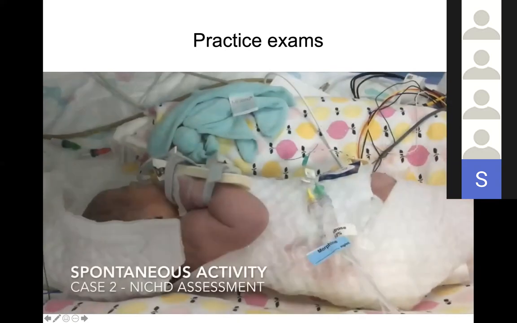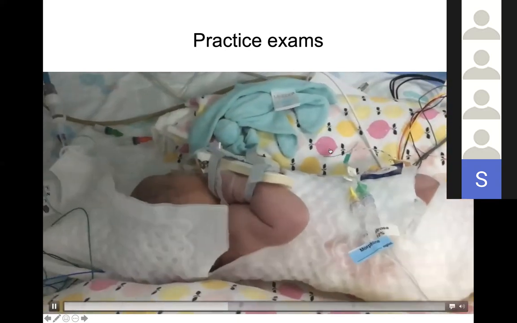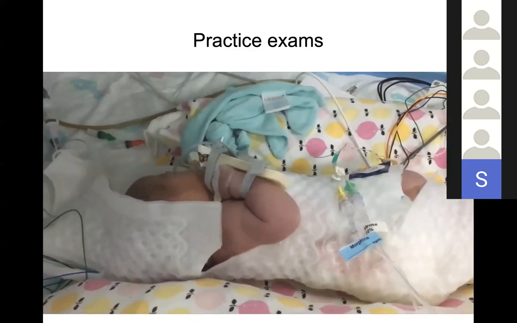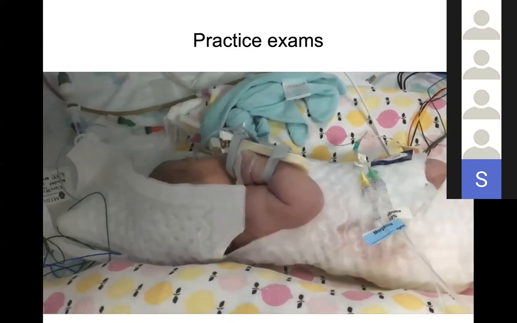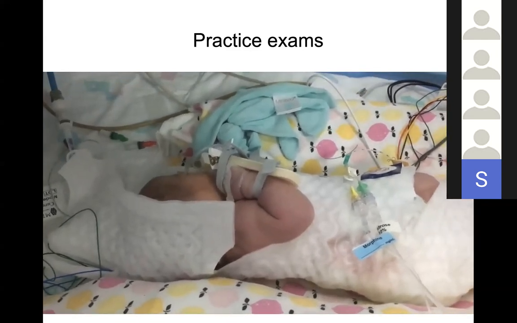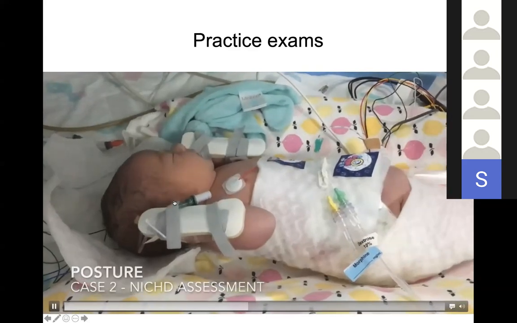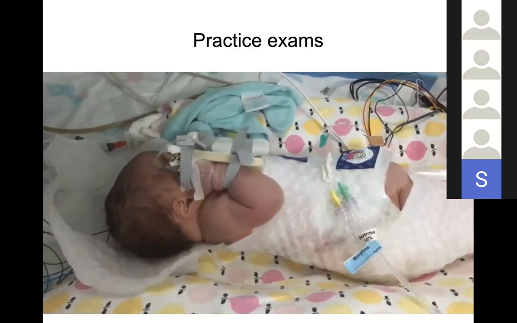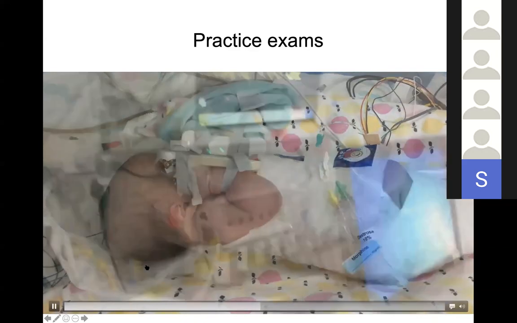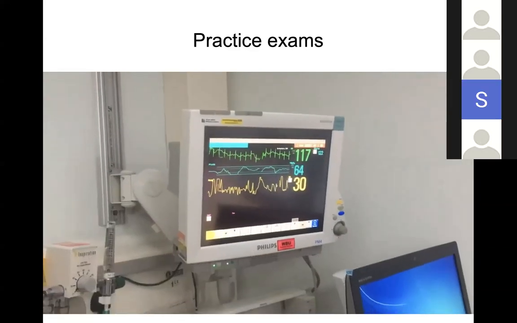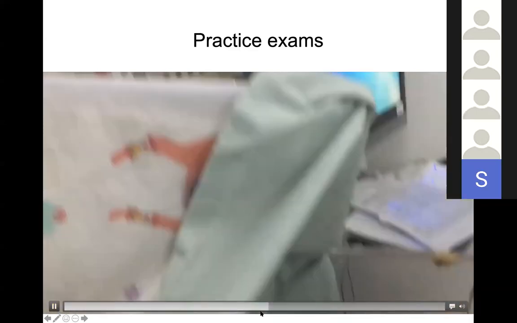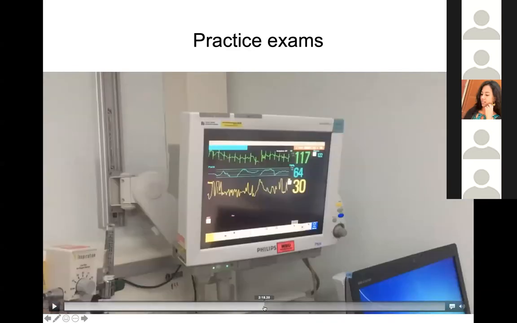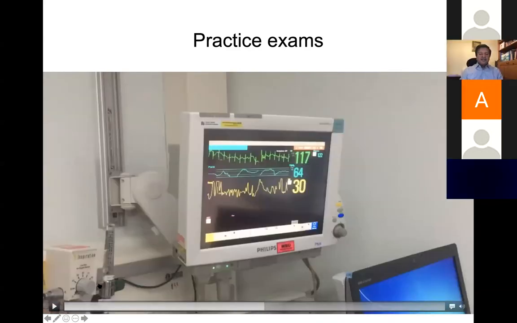So you need to examine each of the six categories we discussed. You can either make a note on your paper and then transfer it onto the REDCap link, or you can do it in real time. So you look at how the baby is moving. Do you think that is normal or decreased? So this is the heart rate of the baby and respiration. Let me show that to you again. So 114, respiration is fine.